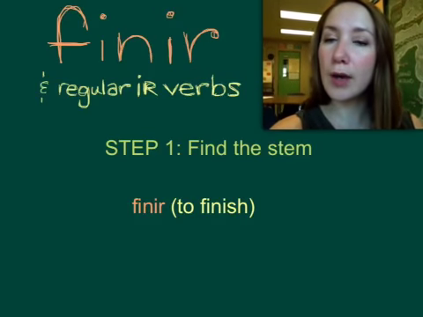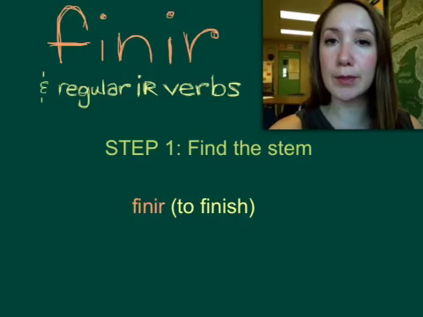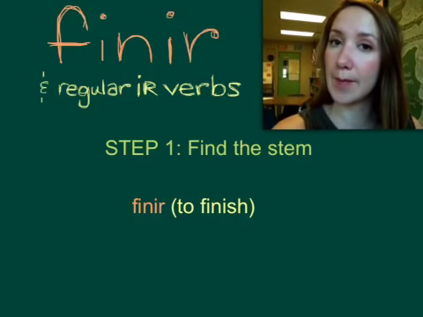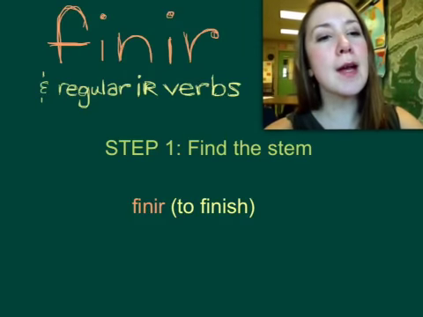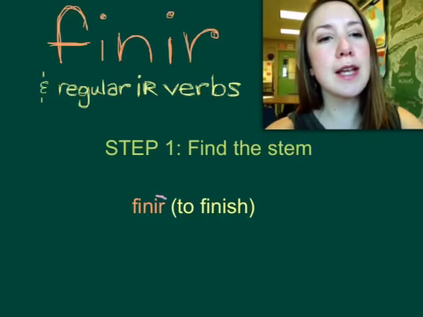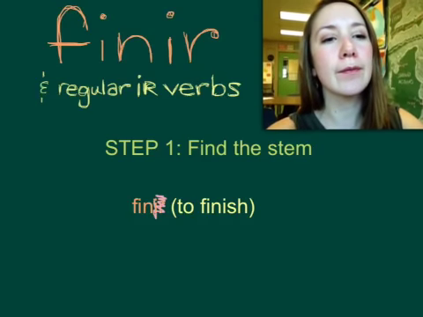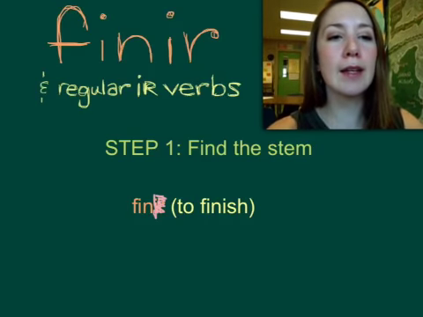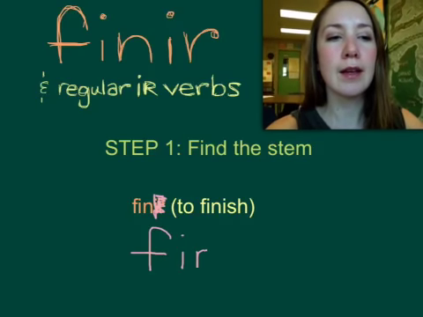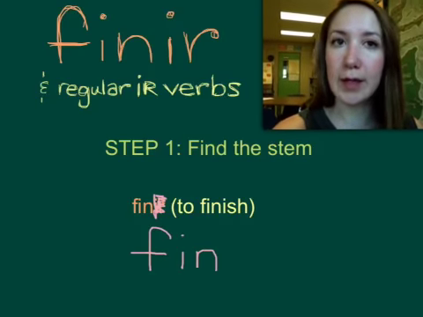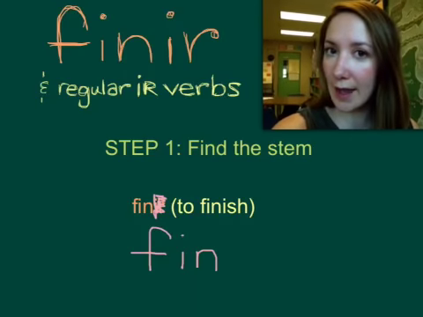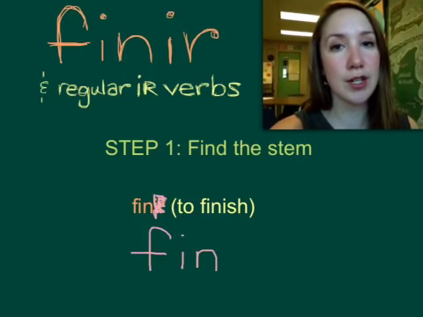So for all regular verbs, step 1 is to find the stem. What we do to find the stem here with finir is we just take off the IR ending, and we get F-I-N. This is the stem of our verb. It doesn't mean anything yet, but we're going to use it for our conjugation.